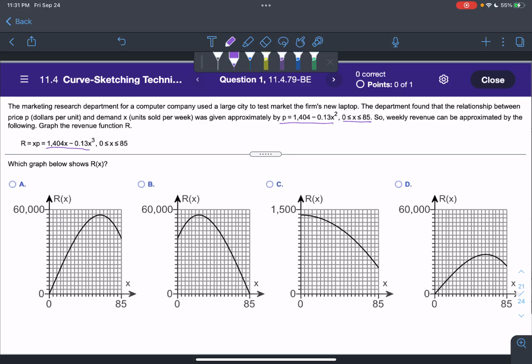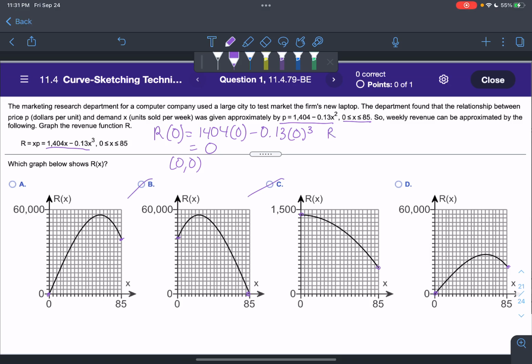All right, the first noticeable difference is that all the endpoints seem to be different in some way, shape, or form. So I think that might be the easiest way to figure this one out. See how they all have different starting and or endpoints? So let's find what R of 0 is. We can just plug that in for x. Everything drops out. So that means I have the point 0, 0 on my graph. So that's definitely A and D. Let's get rid of B and C.